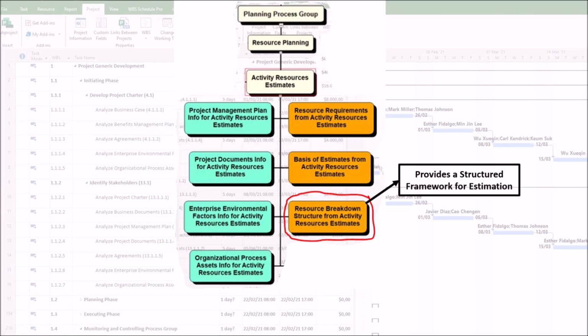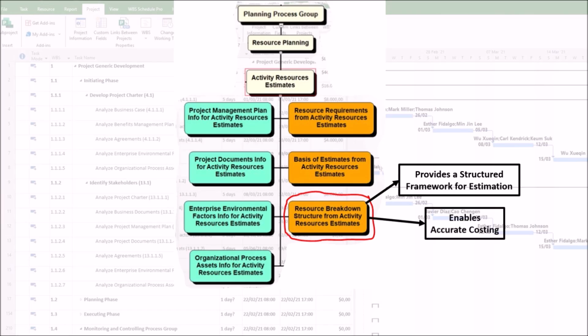1. Provides a structured framework for estimation. Instead of creating a disorganized list, the resource breakdown structure forces the project manager and team to think systematically about resource categories. This ensures no resource type is overlooked.